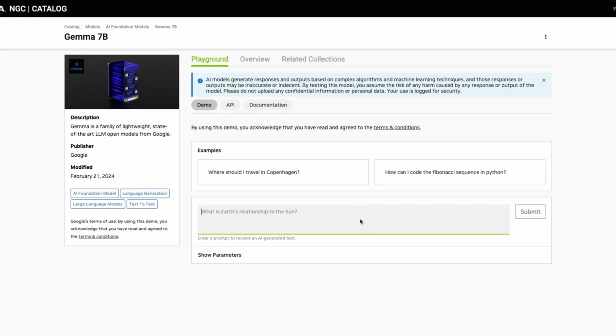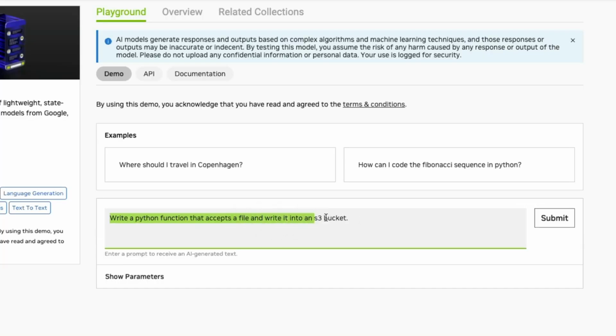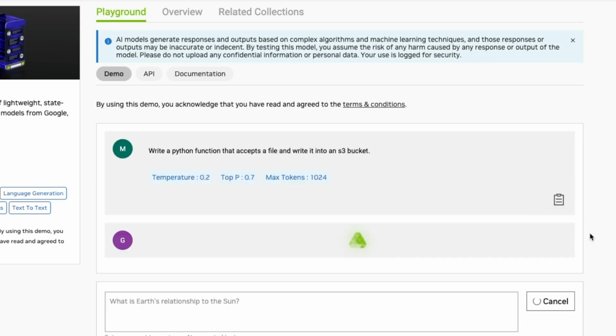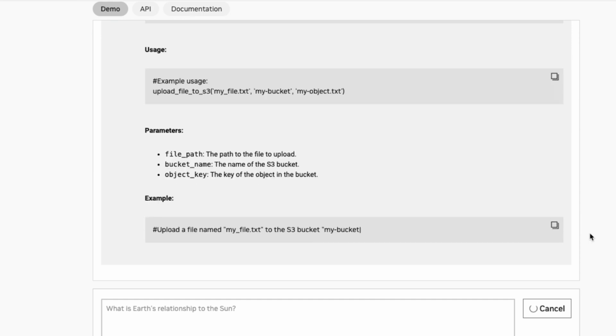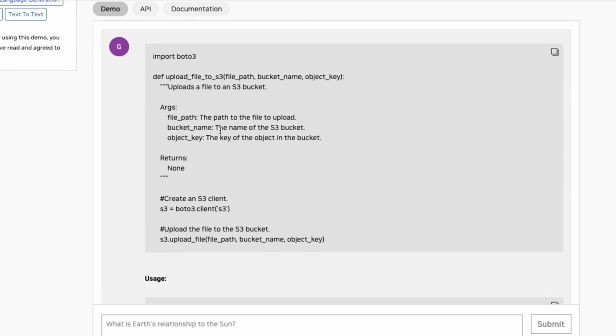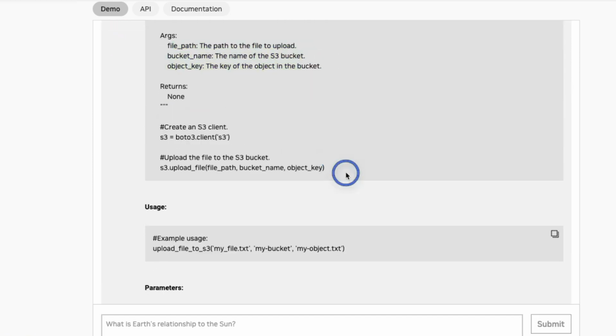Okay, so for the last set of tests, I'm going to be using NVIDIA Playground because Perplexity AI wasn't letting me use Gemma 7b anymore. Now, here's the prompt: a Python function that accepts a file and writes it into an S3 bucket. This should be a pretty simple, straightforward programming task, and it seems like it came up with a correct implementation.